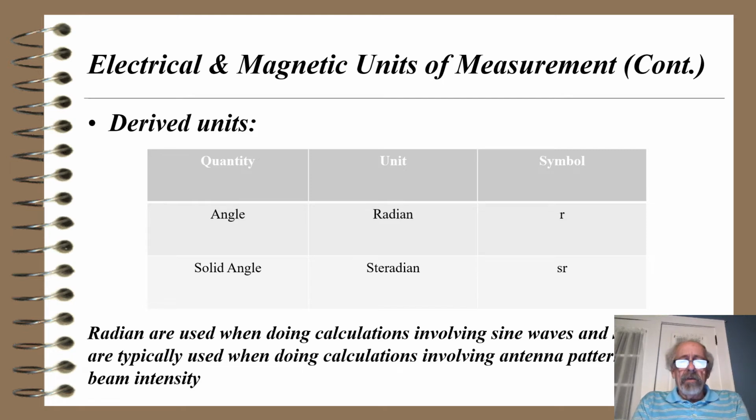Continuing with electrical magnetic units of measurement, we have derived units. So for a quantity, a unit, and a symbol, for angle being the quantity, we have a unit of radian, a symbol small r. A solid angle, refer back to the slide before about the candela, we have a steradian, small sr. So radians are used when doing calculations involving sine waves, and steradians are typically used when doing calculations involving antenna patterns and laser beam intensity.